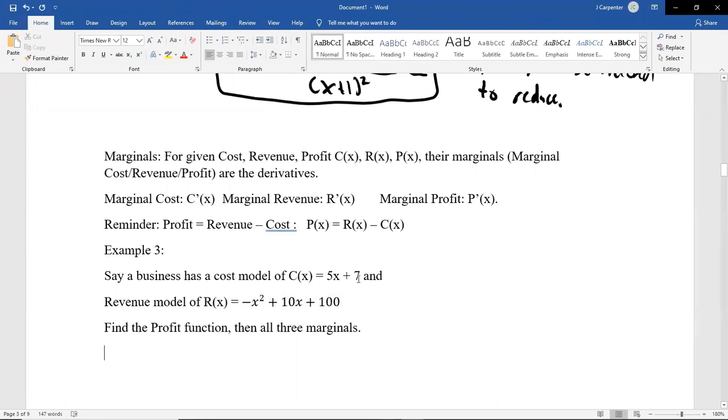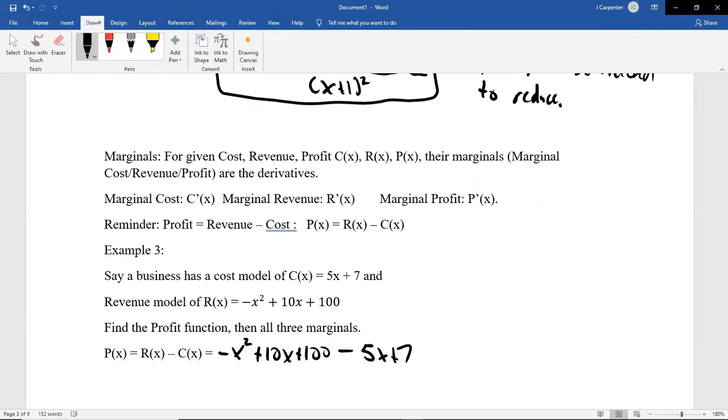So your cost function is 5x plus 7. Your revenue function is this negative x squared plus 10x plus 100. We want to find the profit. Well, P of x, we already said, is the difference of revenue and cost, R of x minus C of x. I'm just going to go to my pen now. So the revenue function was negative x squared plus 10x plus 100. That's our revenue function. So then a minus. Then our cost function is this 5x plus 7.